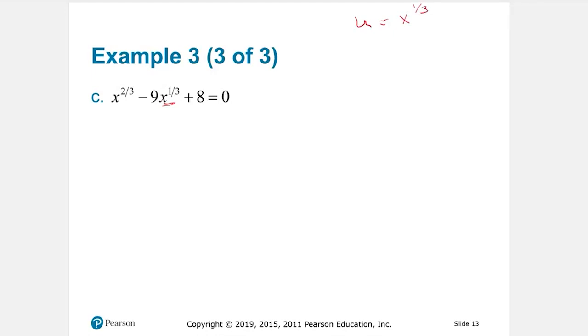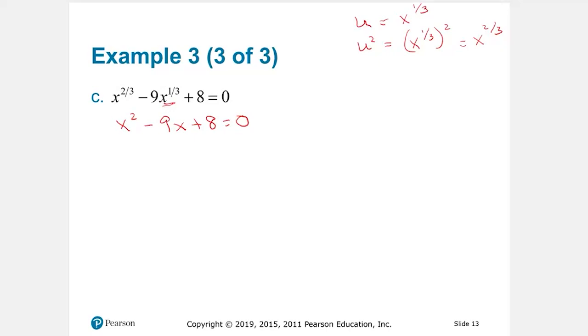Because if I square that, I get x to the 1/3 squared, and we use our rule that when we have a power to a power, we multiply, and we get x to the 2/3. So that's perfect. So now we get x squared minus 9x plus 8 equals 0. And I'm not going to go through all the steps. I think you guys should know the steps by now, but I do know that I'm going to have 8.